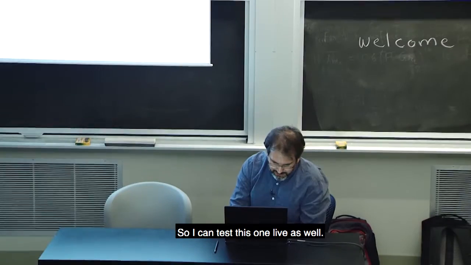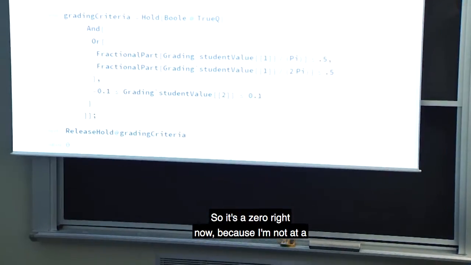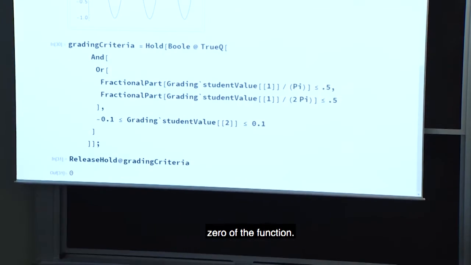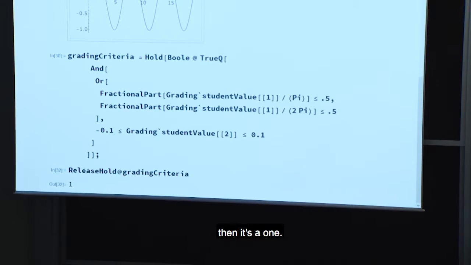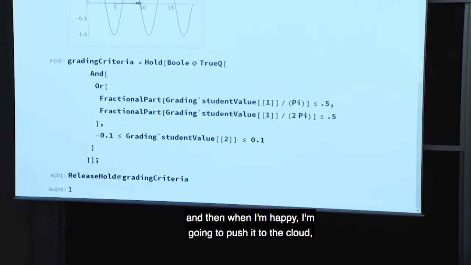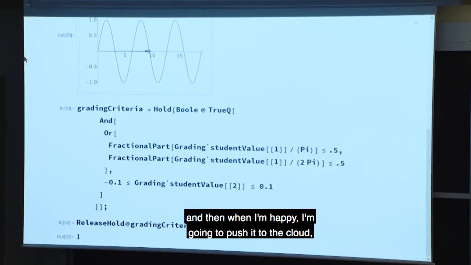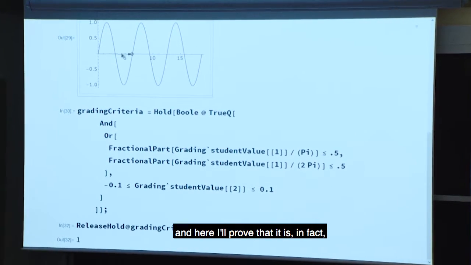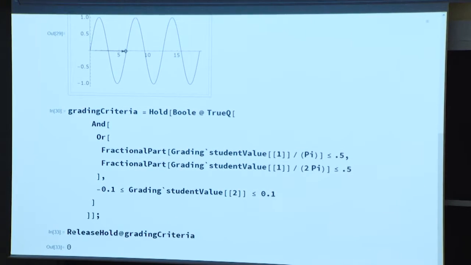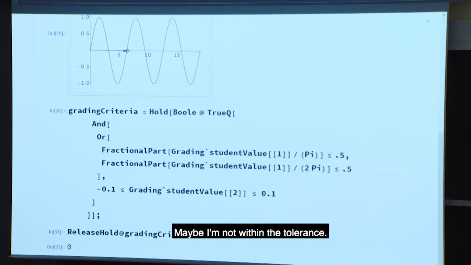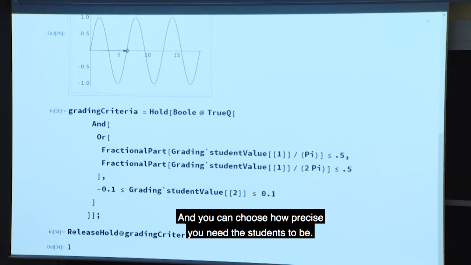So I can test this one live as well. I'll redefine that. It's a 0 right now because I'm not at a 0 of the function. If I come and drop my thing there, then it's a 1. And I can develop this locally, and then when I'm happy, I'm going to push it to the cloud. And here I'll prove that it is, in fact, robust to issues of pi versus 2 pi. Oh, no. Maybe I'm not within the tolerance. All right, so I have to be really precise, and you can choose how precise you need the students to be.